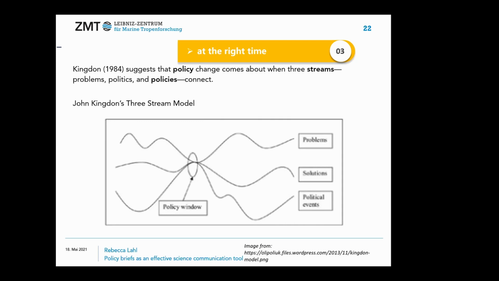And in the policy stream, you would have the ability or the political will to act. So if these three streams connect, you have a policy window, and this is what we ideally would aim for.